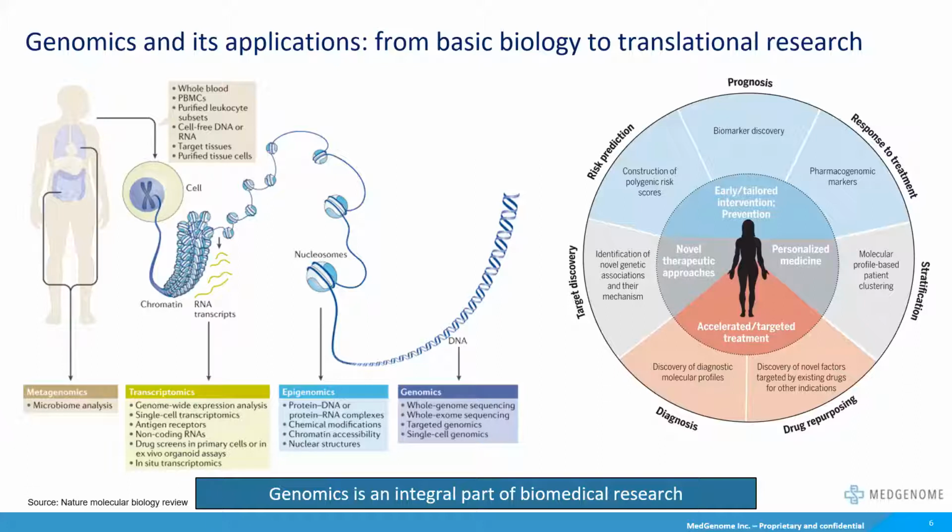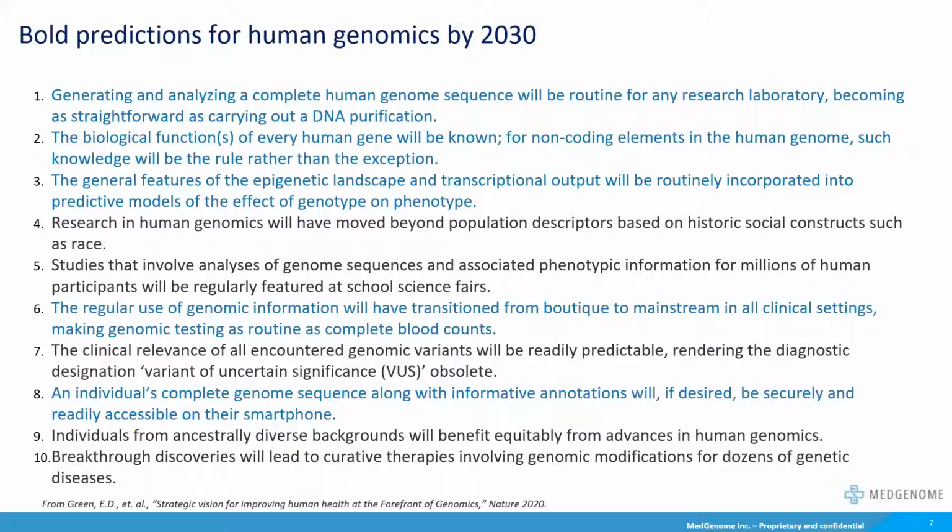In short, genomics is an integral part of biomedical research. So much so that at the recent NIH conference, Eric Green put forth bold predictions for human genomics for 2030. We've highlighted in blue the ones that have a significant impact on data. Let's just take an example of that. Number two, the biological features and functions of every human gene will be known. For non-coding elements in the human genome, such knowledge will be the rule rather than the exception.